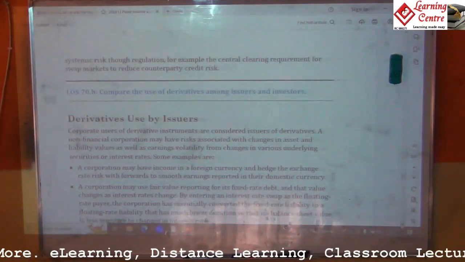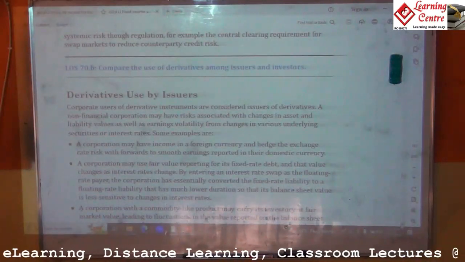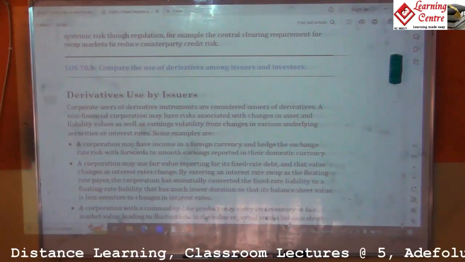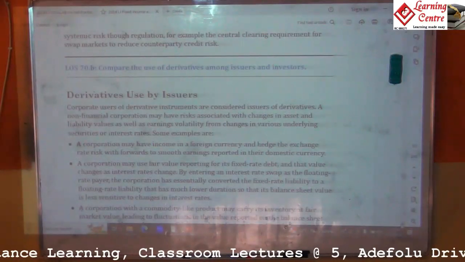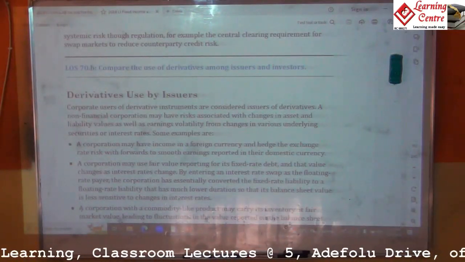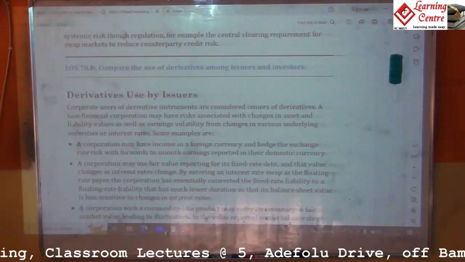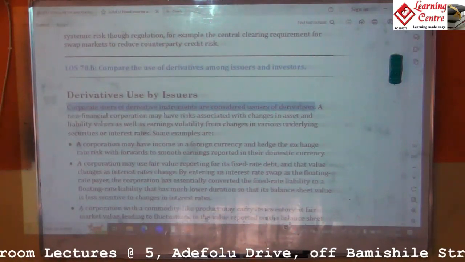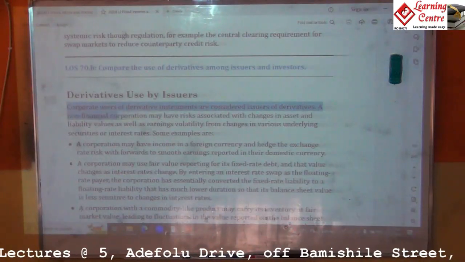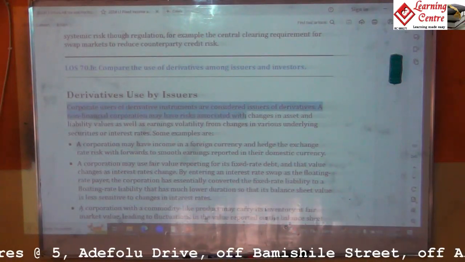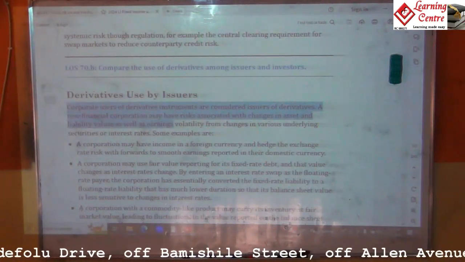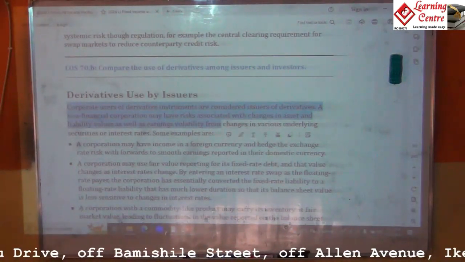So, derivative uses by issuers. You need to understand this one. There are people that issue the derivatives and there are investors in the derivatives, just like I said, there are buyers and sellers. So, derivatives used by issuers. Corporate users of derivative instruments are considered issuers of derivatives. A non-financial corporation may have risks associated with changes in assets and liabilities.